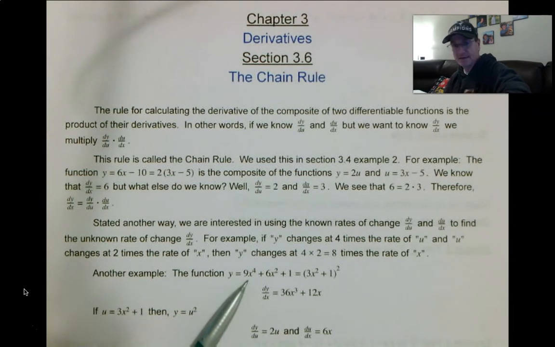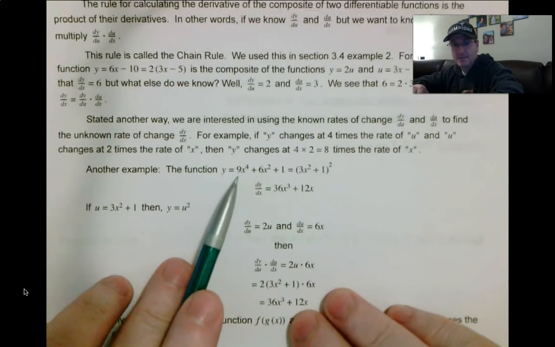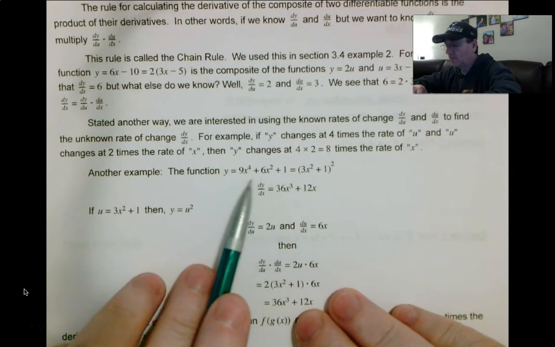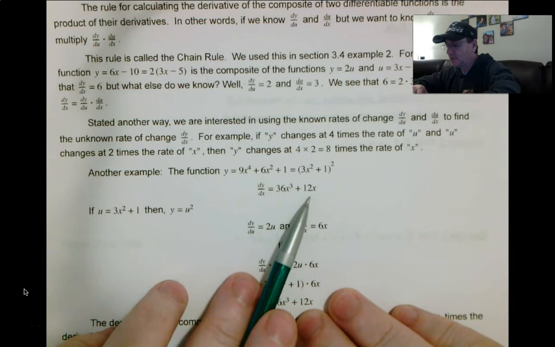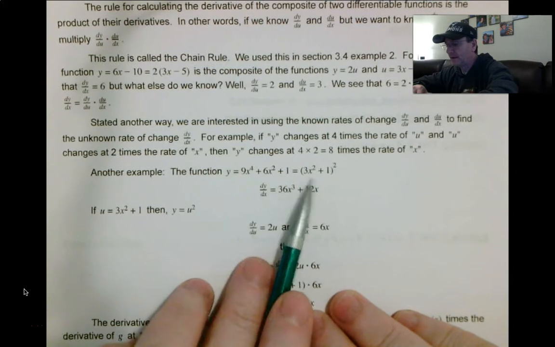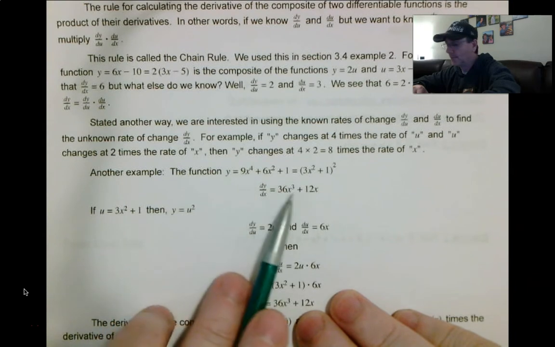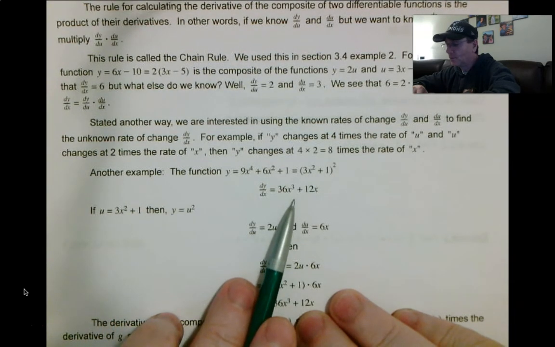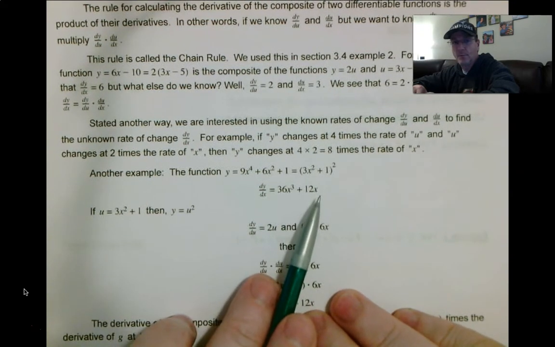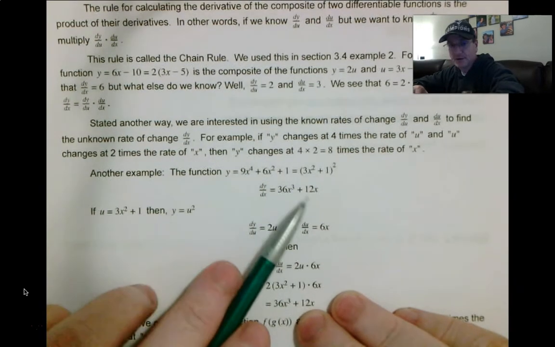If we look at this example here, we can take the derivative of this y function using the power rule, and we would get 36x cubed plus 12x. But what if this function were factored? Is there another way to find this derivative without having to multiply it all out into the expanded form and find the derivative using the power rule? The answer is yes, and that's using this chain rule. And this is going to be useful for functions where we don't have the option to even expand it. So this is just going to illustrate how we're going to do it.